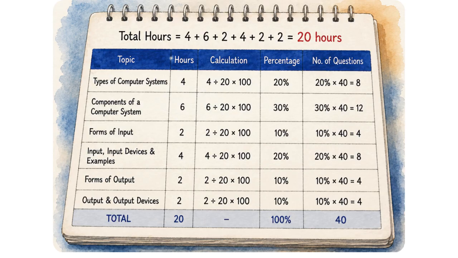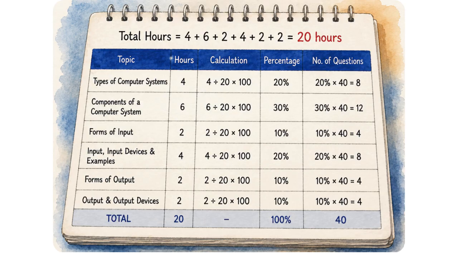Types of computer systems receives 8 questions. Components of a computer system receives 12 questions. Forms of input receives 4 questions. Input devices and examples receives 8 questions. Forms of output receives 4 questions. Output and output devices receives 4 questions. Notice that all questions add up to 40.